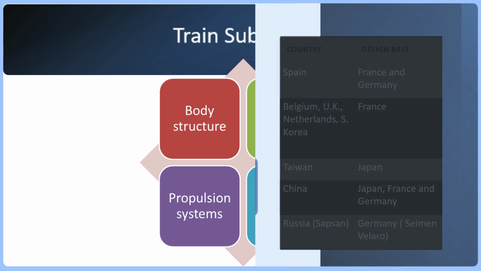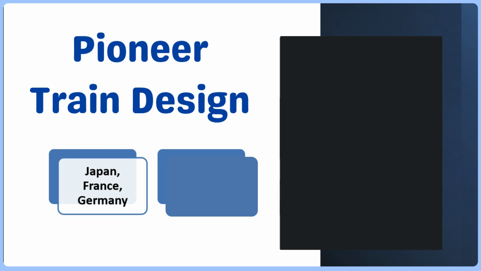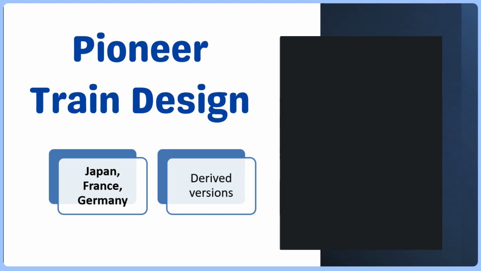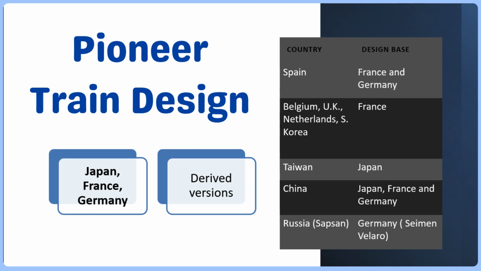Now we will see the pioneer original designs of high-speed trains. Japan, France, and Germany can be said to be pioneers in designing high-speed trains. All other countries have deployed derived versions of one of these 3 original or pioneer designs. For example, the high-speed trains running in Spain are derived versions of designs developed by France and Germany.